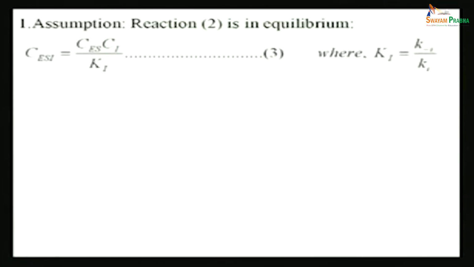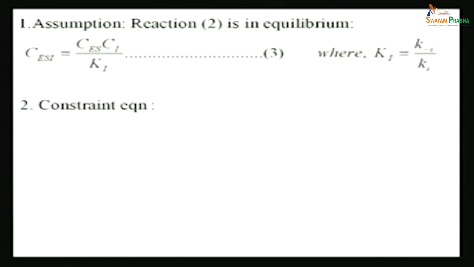So if we go here, this is the equilibrium for reaction 2, right? You see on the screen. So ESI gives CES times CI over KI, KI being the equilibrium constant, the backward over the forward rate constant. So next, right.